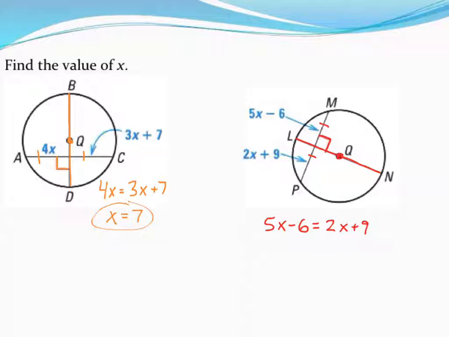So let's solve that and find x. I'm going to subtract 2x from both sides, which would leave 3x over here. At the same time, I'll add 6 to both sides, which gives me 15 on the other side. Dividing by 3 gets me a final answer of 5.